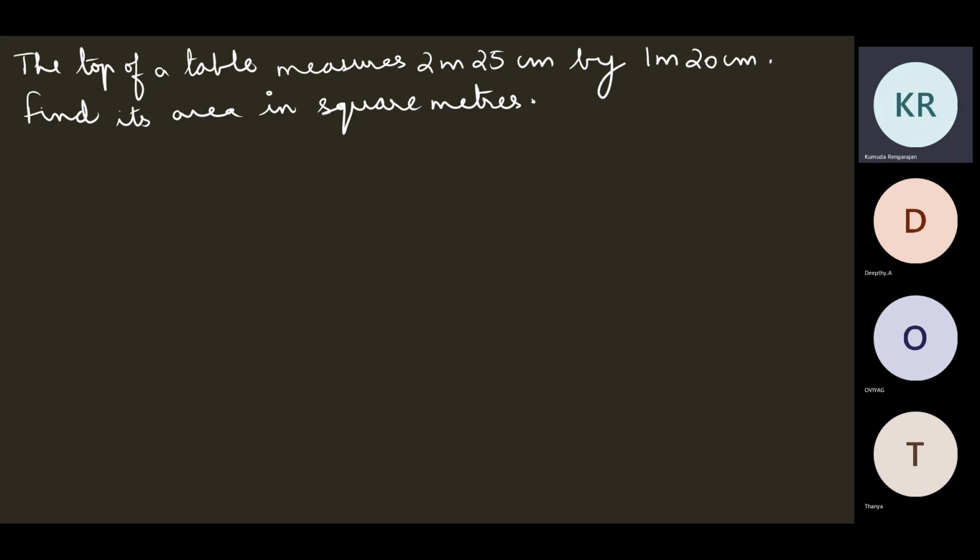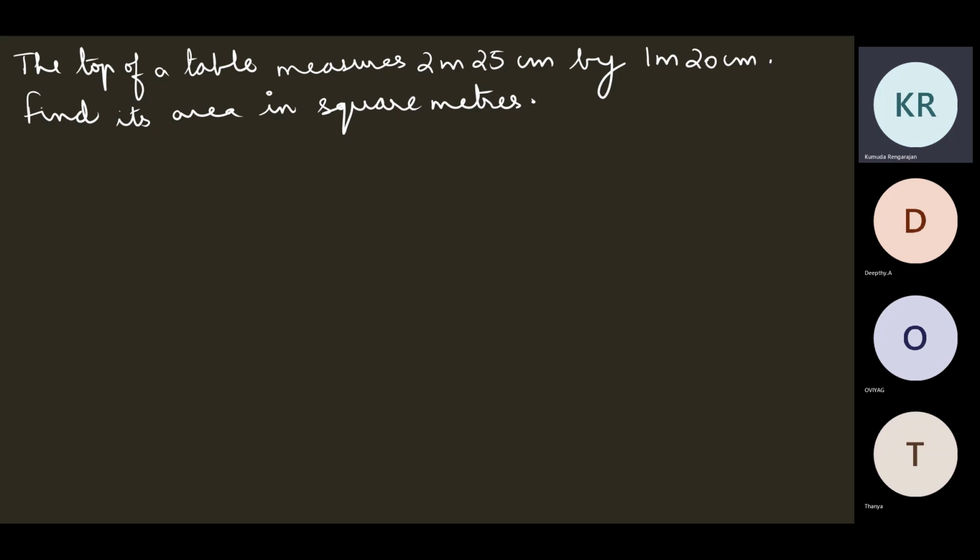The top of a table measures 2 meters 25 centimeters by 1 meter 20 centimeters. Children, when I start talking, please stop writing and listen to me. You can always write. When I'm explaining, please stop writing and listen to me. So the top of a table measures 2 meters 25 centimeters by 1 meter 20 centimeters. So 2 meters 25 centimeters is the length and 1 meter 20 centimeters is the breadth.